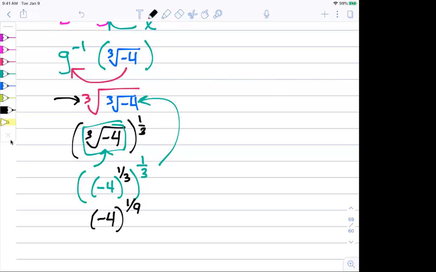Now, did we review that this year? Nope. But we have worked with exponents a little bit here and there. And you could have just converted it and kept it as -4 to the 1/9, or made it into the calculator and plugged in that actual value. Any questions?